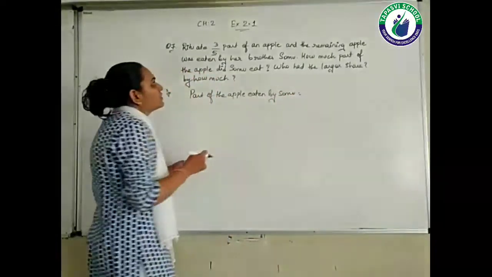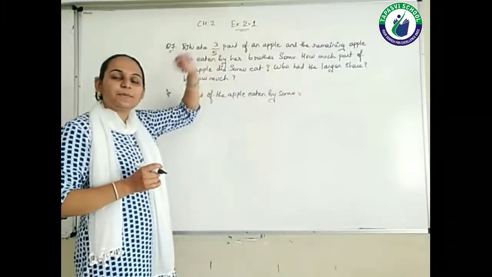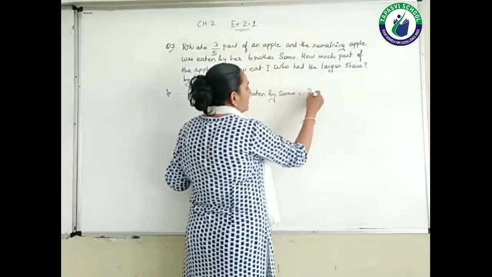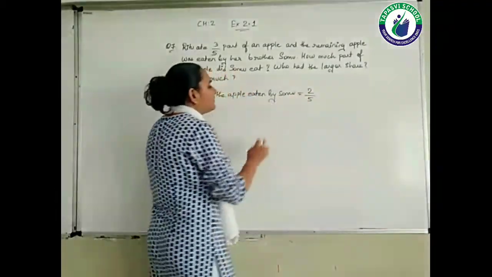Okay, see students, total 5 are there. 5 out of 5, 3 parts are eaten by Ritu. So how much is remaining? That is 2. So 2 by 5 portion is going to be eaten by Somu.